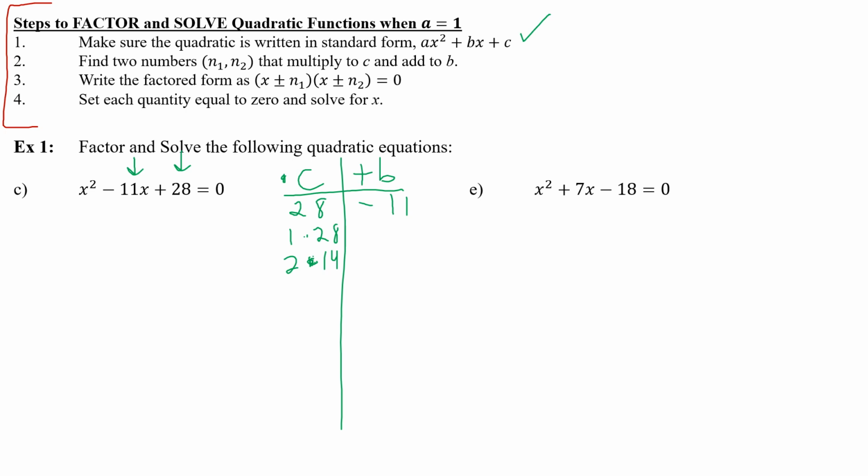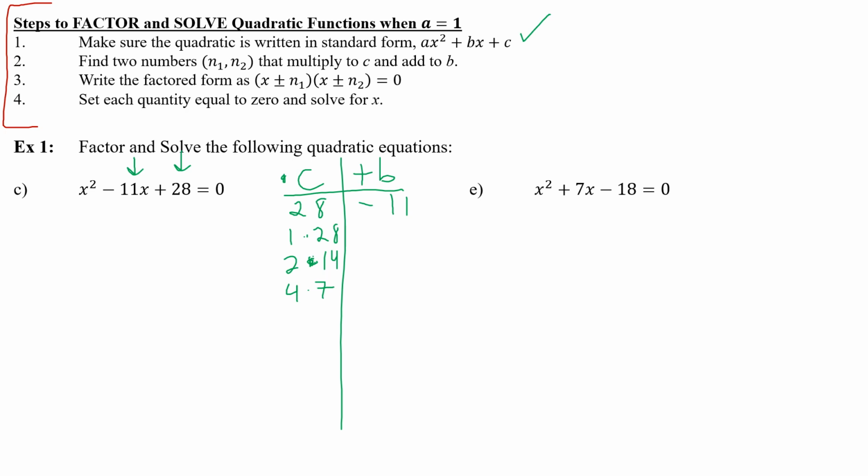Not divisible by 3. Should be divisible by 4. So 28 divided by 4 will give us 7. Not divisible by 5. Not divisible by 6. We already found the 7 times 4. And I believe those are all the factors. 1 and 28, 2 and 14, and 4 and 7.